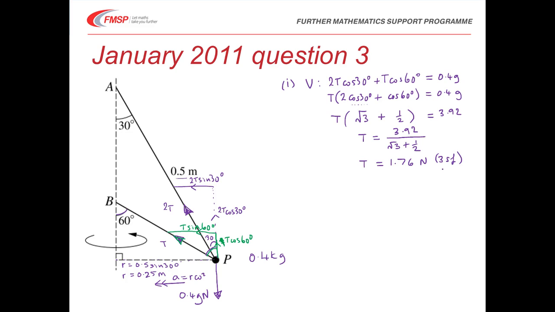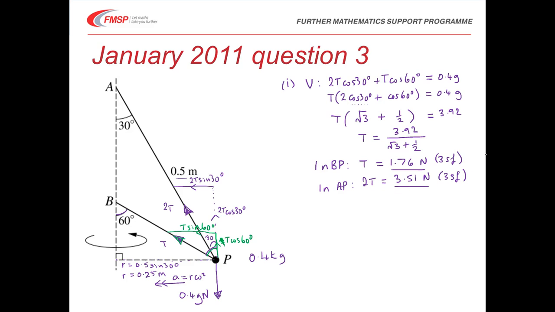Now the question asked us to find the two tensions acting in the strings. So that particular tension, that's the one that's acting in BP. And in the other string, AP, I have 2 times that, and that tension is 3.51 newtons. I did go back to my original version rather than doubling 1.76, as you can realise. So there we go, I have the tension in the two strings, and that's the first part completed.